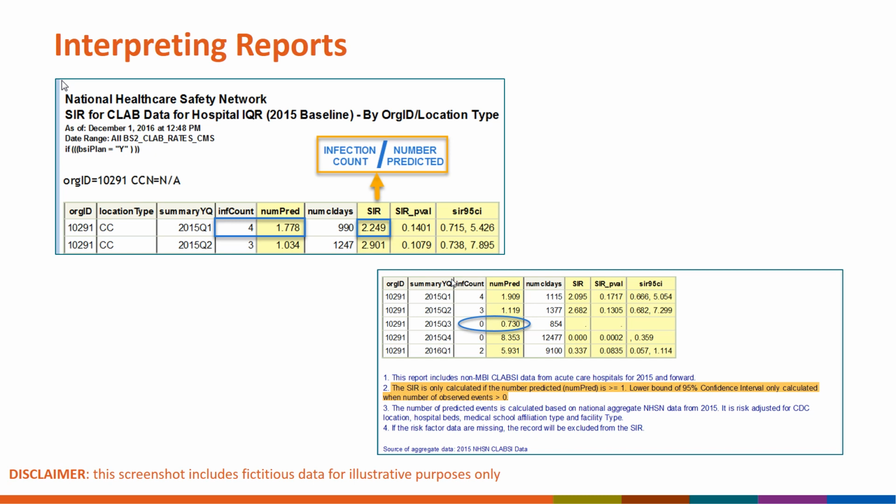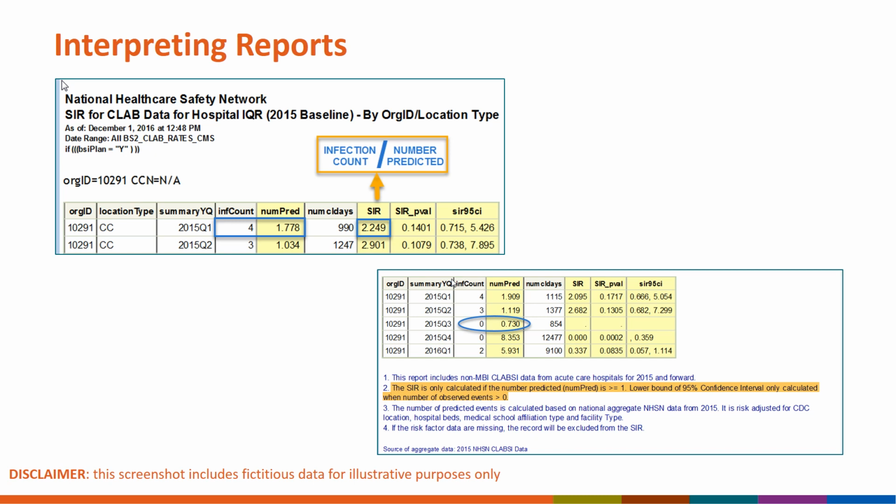These are very important variables because they are the figures used to calculate your standardized infection ratio, or SIR value. The infection count is the numerator and the number of predicted infections is the denominator. The SIR value is the summary measure used to track healthcare-associated infections over time. This measure is risk-adjusted for facility, location, and/or patient-level factors, depending on the HAI you are measuring.